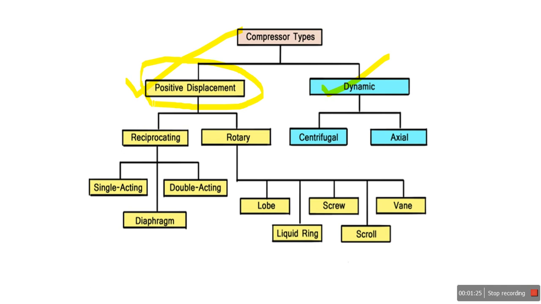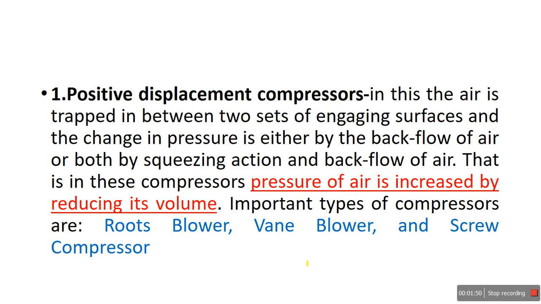simple. In positive displacement compressors, there are mainly two types: the reciprocating compressor and the rotary compressor. The reciprocating compressor is again classified as single acting and double acting, and the rotary compressor is again classified mainly as lobe compressor, screw compressor, and vane compressor. Now we focus here on positive displacement.